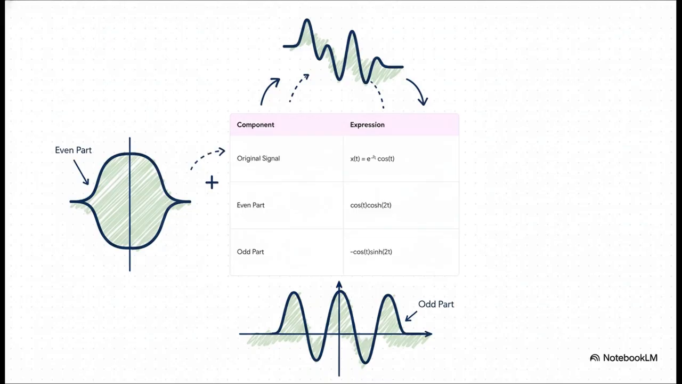We get these two totally separate components. The even part, which you can see is perfectly symmetrical, is described by something called a hyperbolic cosine. And the odd part with that cool rotational symmetry uses a hyperbolic sine. Now don't get bogged down by the names or the math. The only thing you need to know is that if you graphed these two new pieces and added them up, you would get the original messy signal back perfectly.